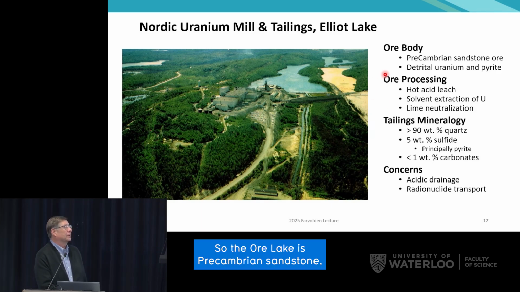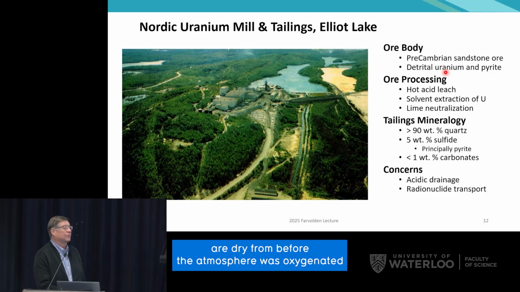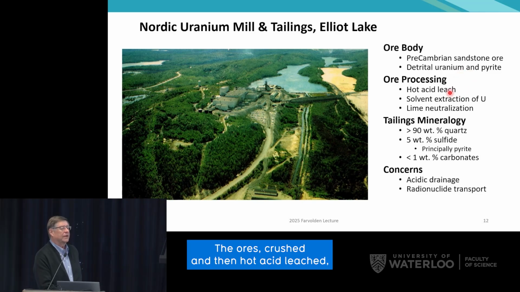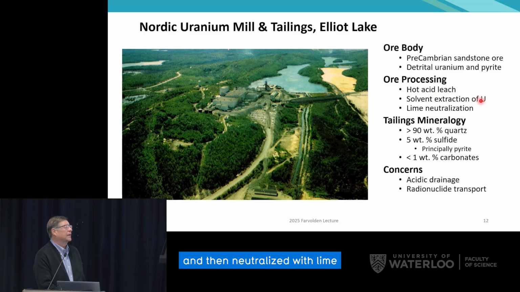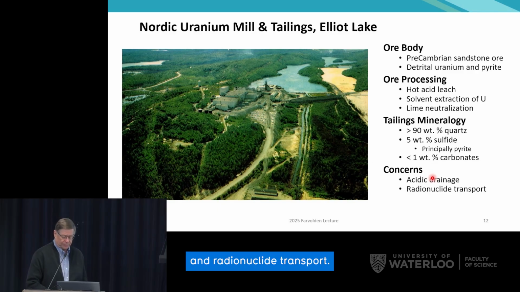The ore at Elliot Lake is Precambrian sandstone. There are detrital deposits derived from before the atmosphere was oxygenated that contain uranium and pyrite. The ore is crushed and then hot acid leached, and then the uranium is extracted by solvent extraction, and the tailings are then neutralized with lime before they're deposited in the tailings impoundment. The resulting waste is about 90% quartz, about 5% sulfides, and less than 1% carbonate, so it's strongly acid generating. So the concerns are acid generation and radionuclide transport.